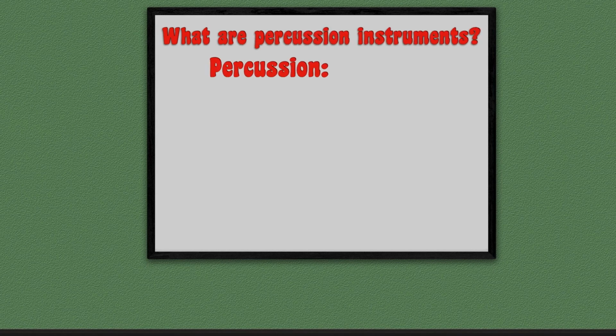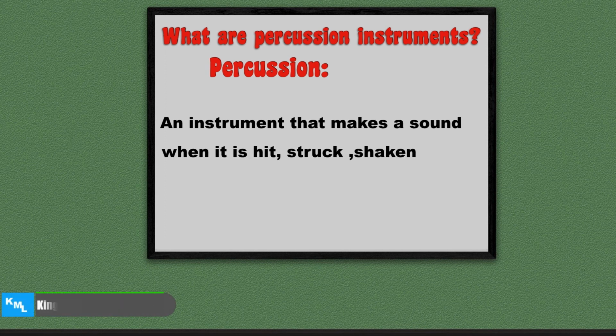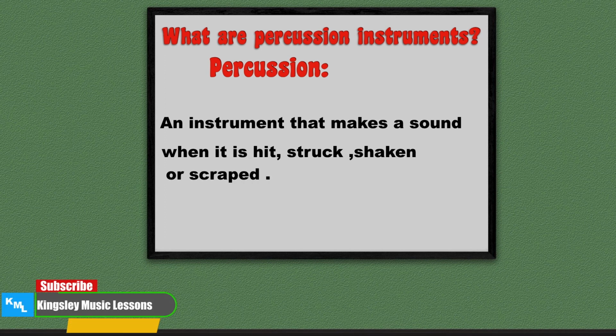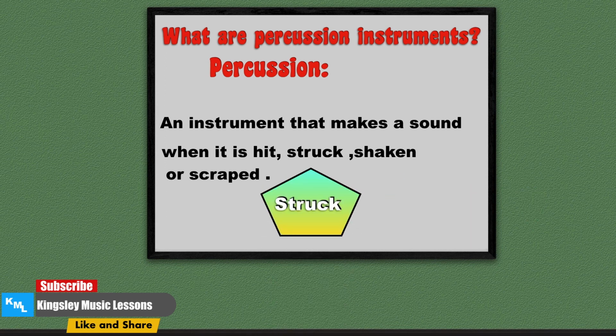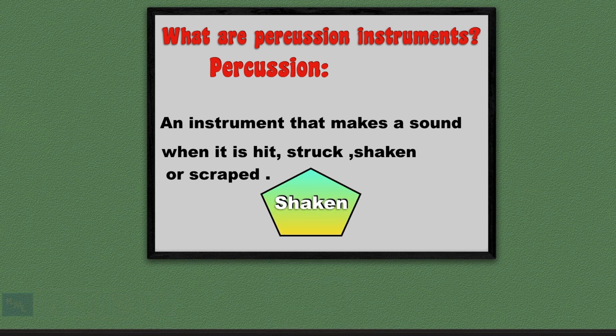What are percussion instruments? Percussion, an instrument that makes a sound when it is hit, struck, shaken, scraped.